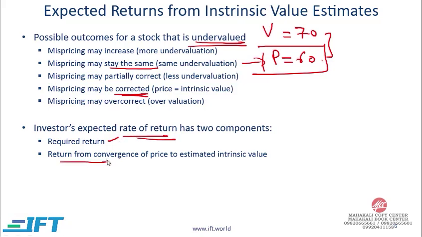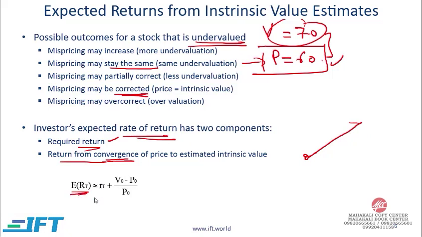The other component of return is based on convergence, and convergence here refers to the convergence between the market price and the intrinsic value. In other words, over time, the market price will hopefully converge to what the intrinsic value should be, plus there will be the required return. So in other words, the expected return is RT, where RT is the required return given the level of risk, plus this expression which refers to the convergence between the value and the market price.